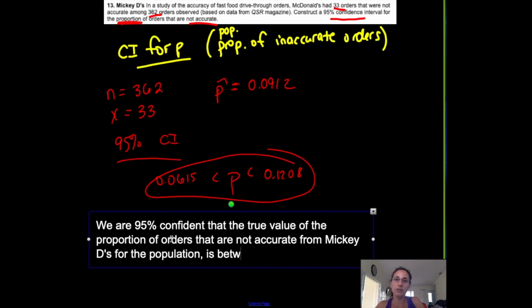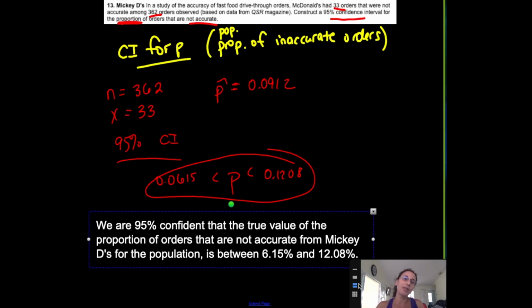is between, what is the low end? I'm going to put it into percentage form because proportions can be represented as percentages. 6.15% and 12.08%. We are 95% confident that the true value of the proportion of orders that are not accurate for Mickey D's for a population is between 6.15% and 12.08%.